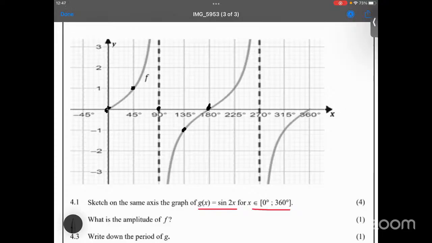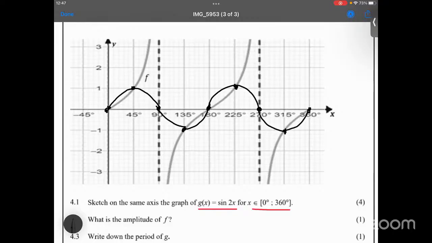And then it starts again, and then it completes its shape. So you will see it will do something like that. Can you see? It has completed its shape. So the period of this is 180, because after traveling for 180, it starts to repeat its shape again.